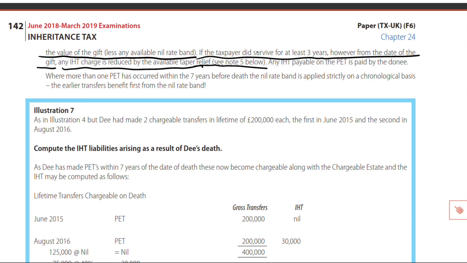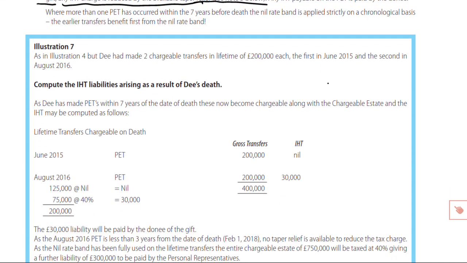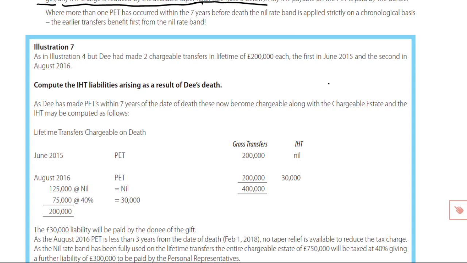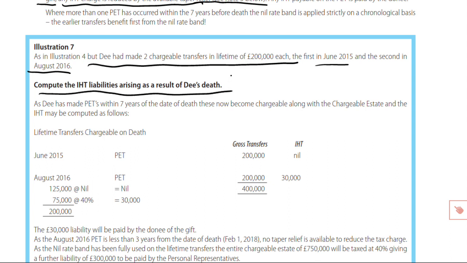More of that later. But let's see how we deal with cumulative transfers. As in illustration 4, but this time D had made 2 chargeable transfers in lifetime, each of £200,000. The first in June 15, the one that we had before, and now a second one in August 16. And we've got to compute the IHT liabilities arising as a result of D's death.